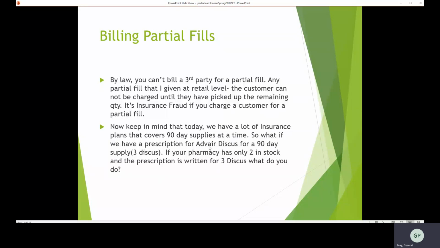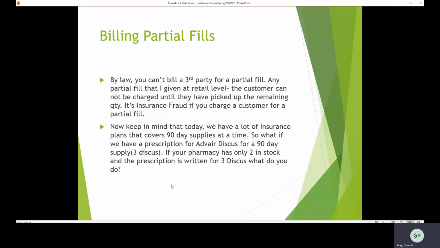So let's say, for example, the doctor writes for a 90-day supply, which is 3 discs, 1 for each month. But your pharmacy only has 2 in stock, not the 3 that the doctor has prescribed. So what do you do in that situation? Because if you give them 2 as a partial, that lasts 60 days. And remember, you can't charge them or collect money until you get the full amount in. Even if you give them 1 disc, that lasts 30 days.